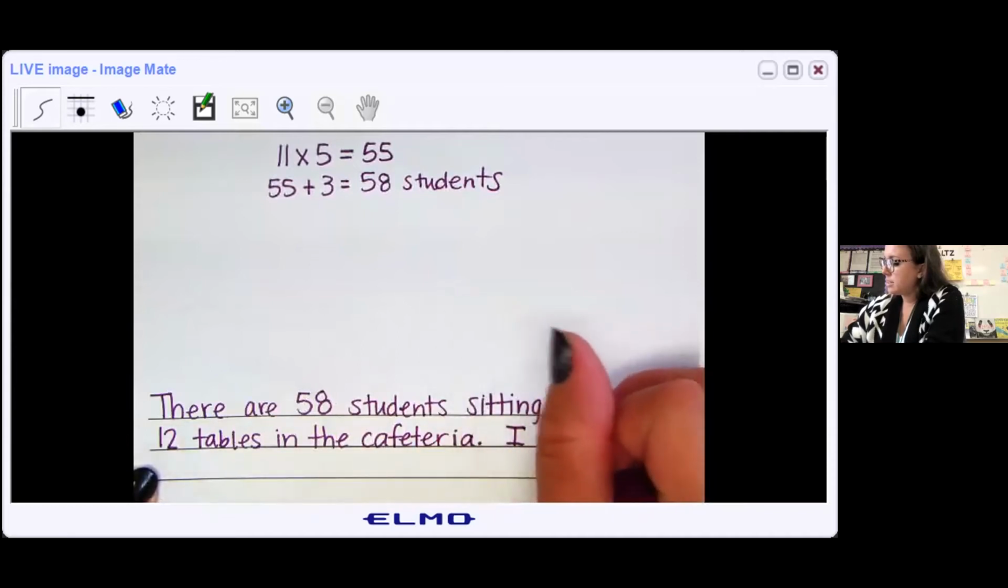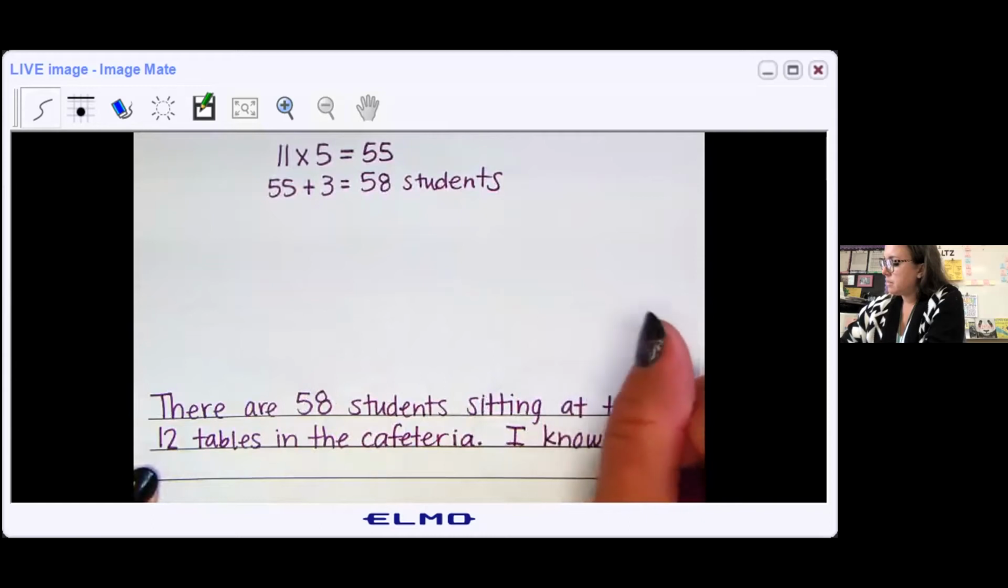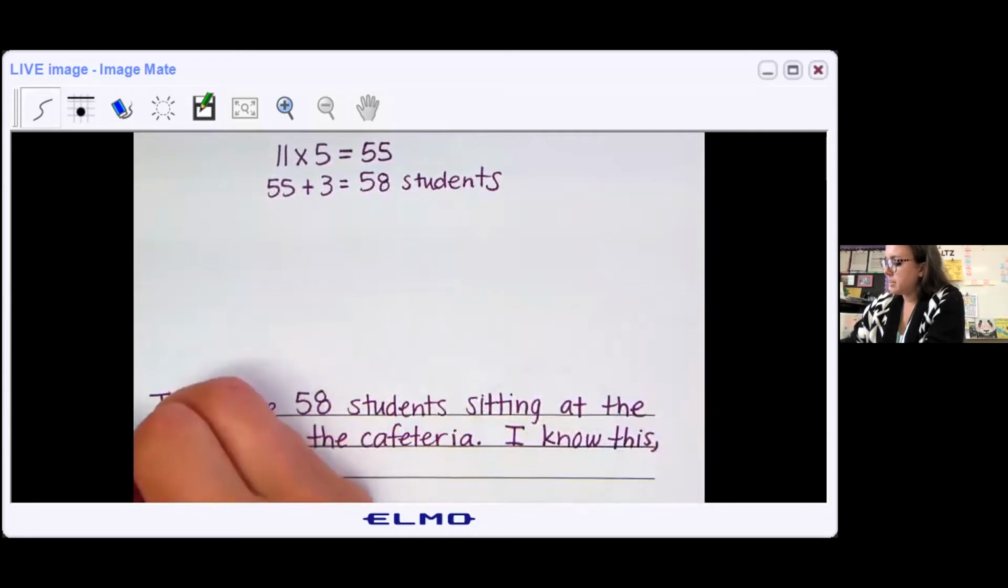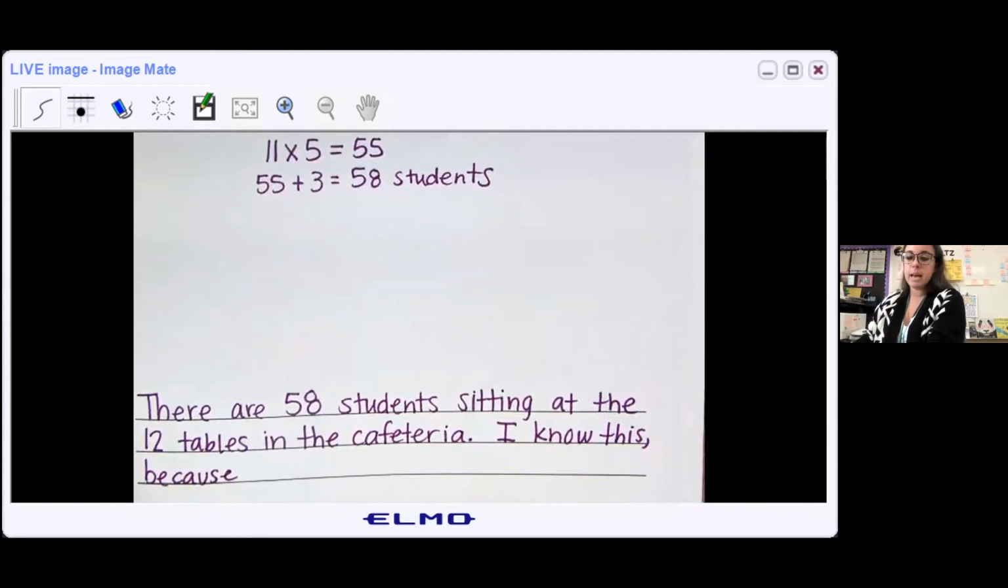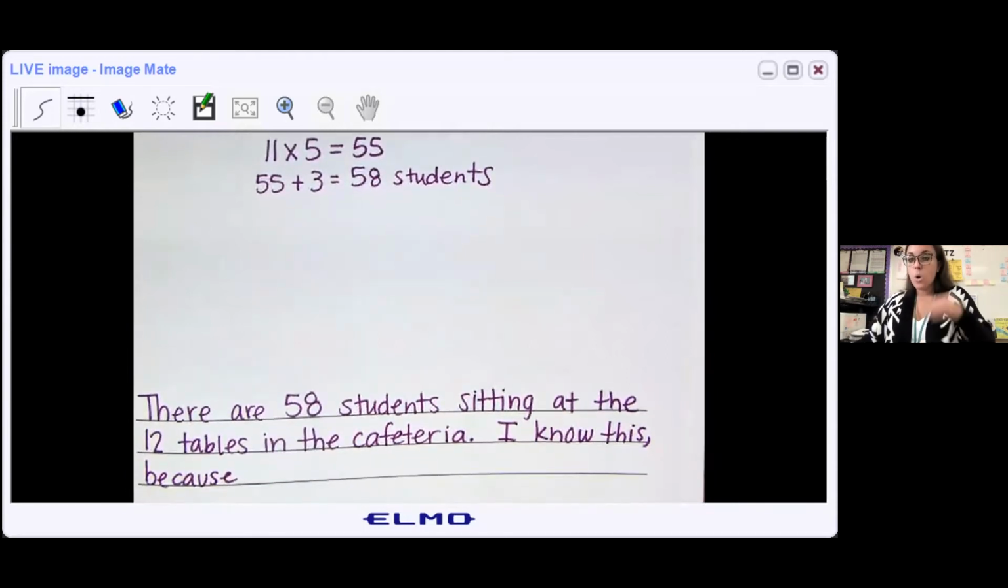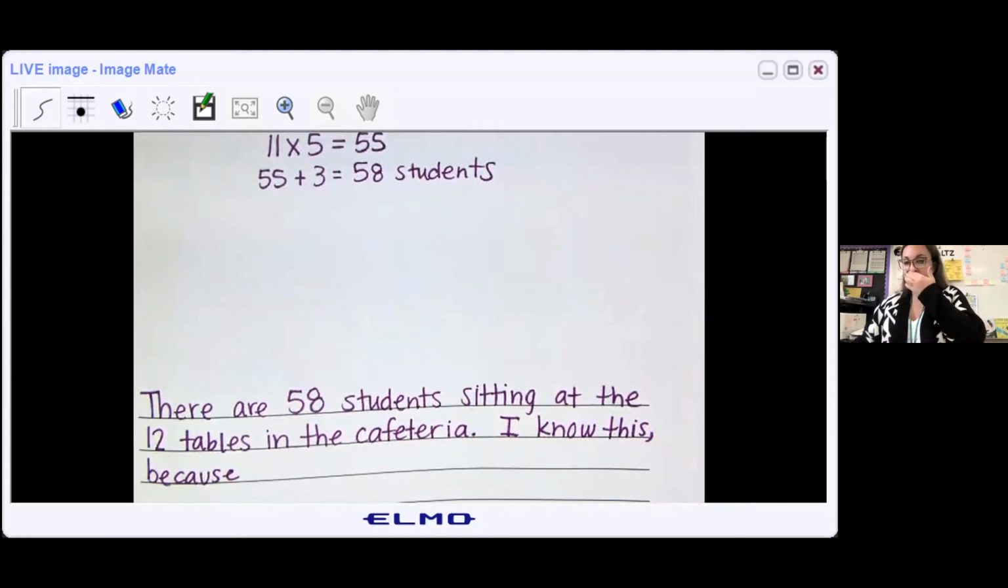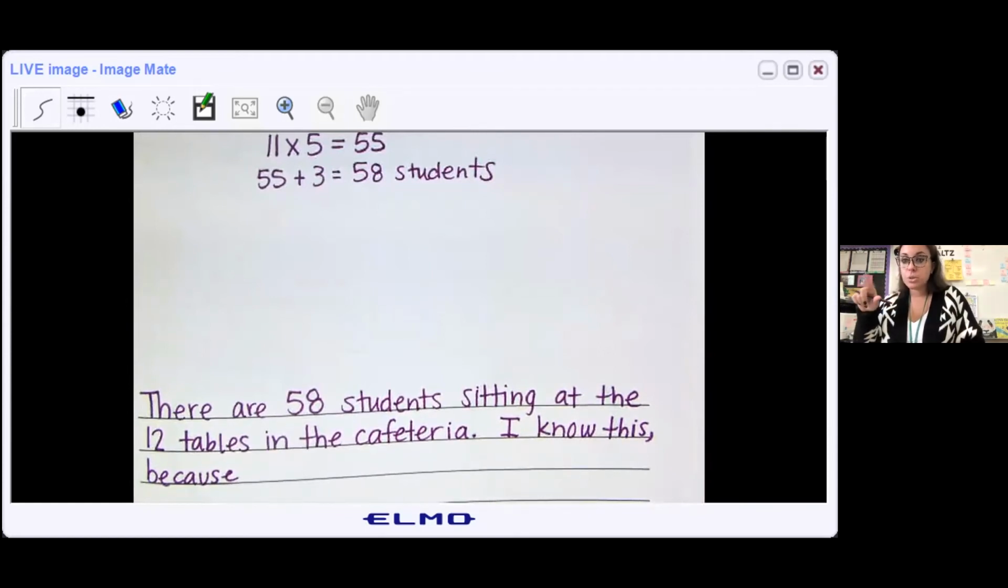I know this because, and I want you to take some time to complete that sentence. What did you do to find that answer? If you were like me, you would say, I drew a tape diagram, and explain what your tape diagram looks like. If you drew out circular tables, write that down. Tell me how you figured this out.